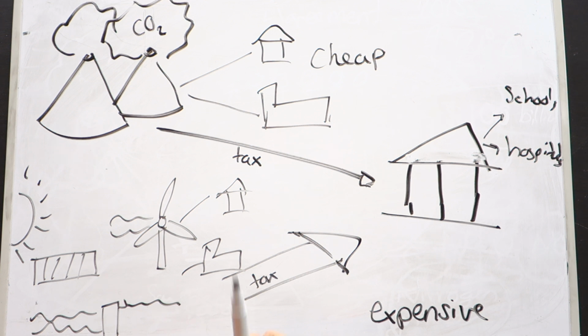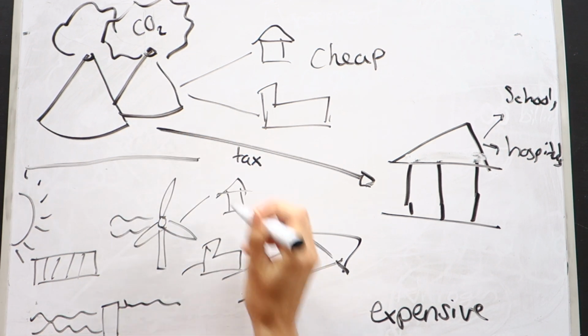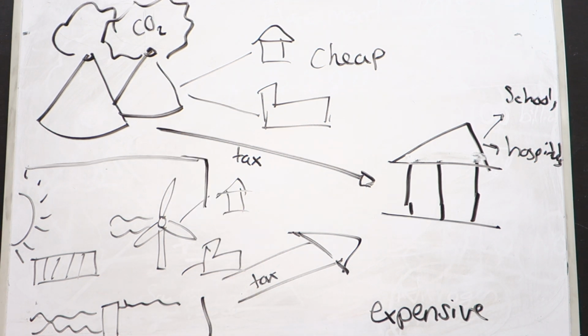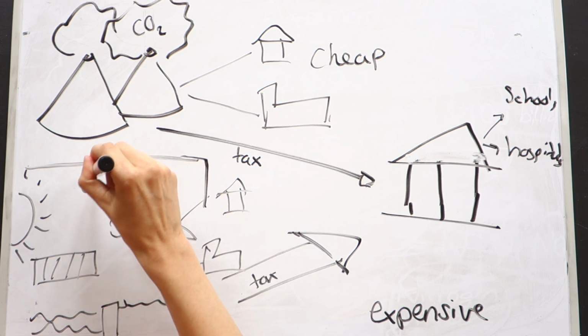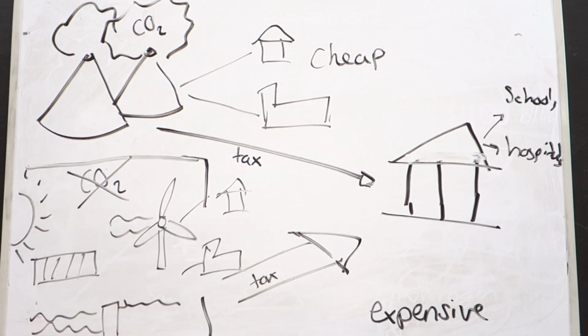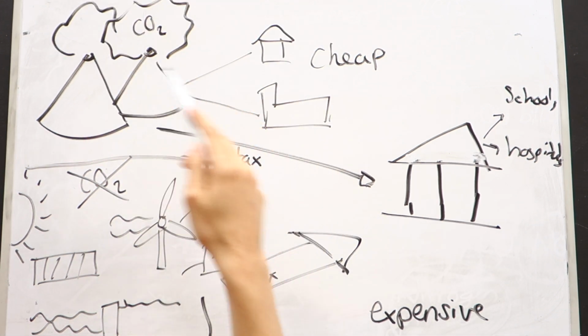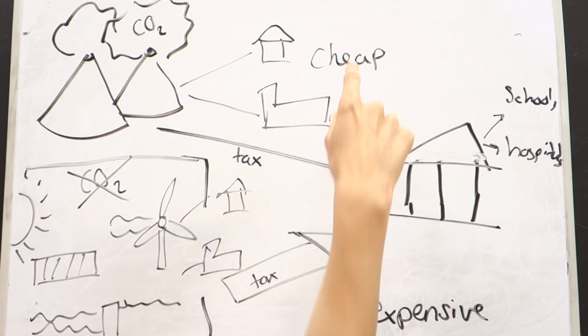What are the advantages of using renewable energy instead of fossil fuels to create electricity? Well, these forms of renewable energy don't produce carbon dioxide, which means that they don't contribute to climate change. But at the moment, these forms of energy have to pay more tax to the government, which means they're more expensive. Whereas fossil fuels, when they're used to produce energy, they pay less tax to the government, which means that they're cheaper.